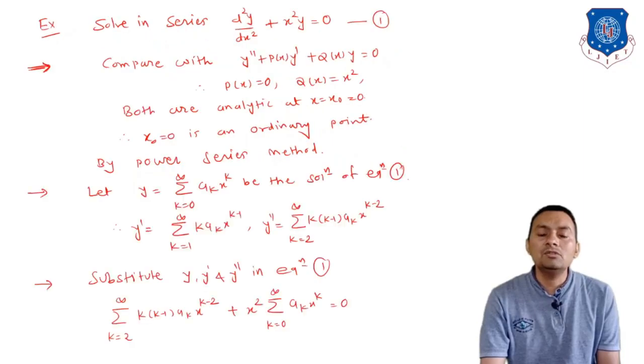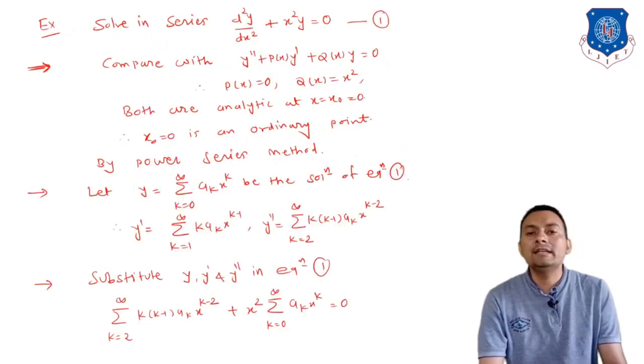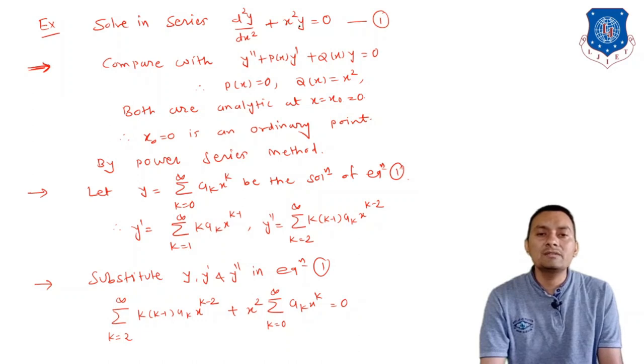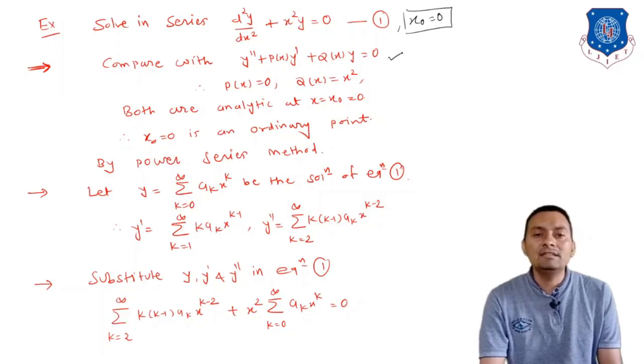Now let us move on to the first simple question. Solve in series d²y/dx² + x² y = 0. This is equation number 1, and here it is not mentioned that x0 = 0, but by default you have to solve this example about x0 = 0 with the help of series solution. But first we have to understand which method is going to be applied, power series or Frobenius series method. So we have to compare with the standard form.